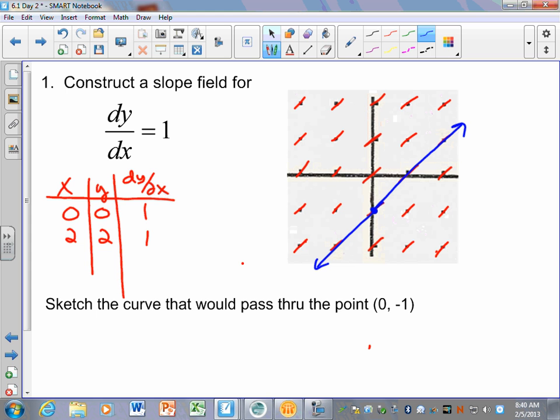Could we have just found the integral of this and plugged that point in and found the equation? Yes. But they're not going to all be this simple. And so this is another way that we can solve differential equations, and then we can approximate curves.